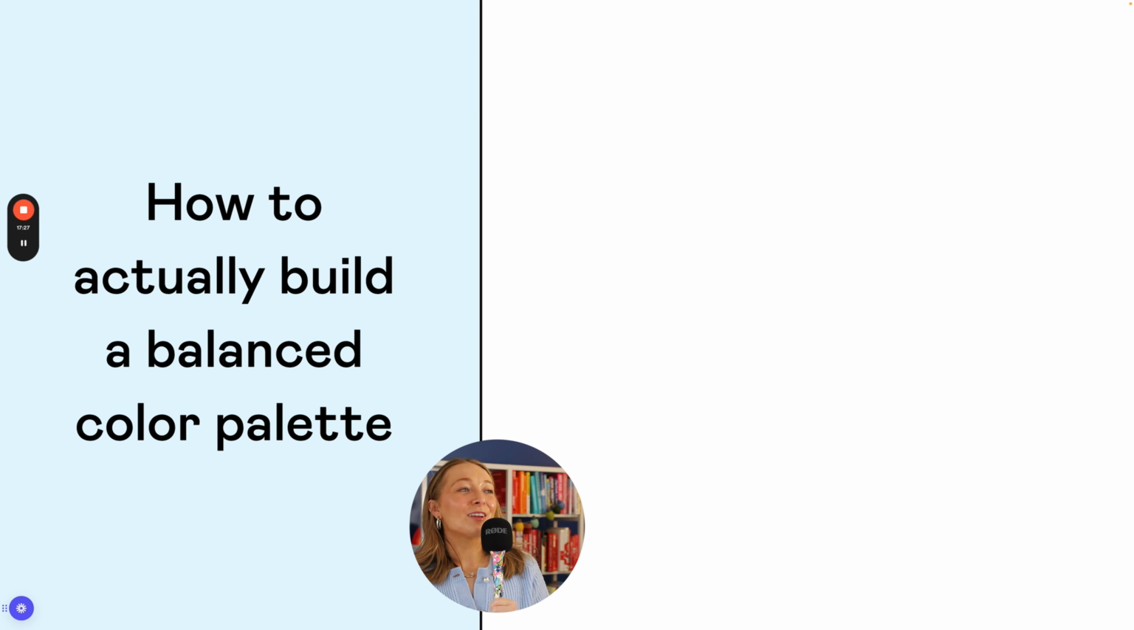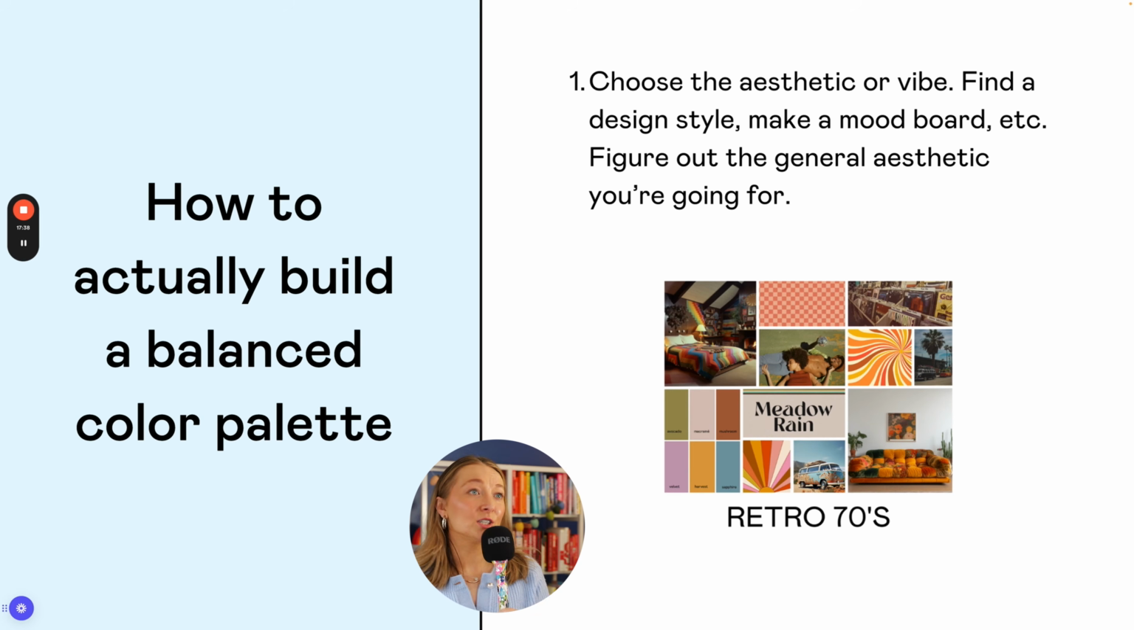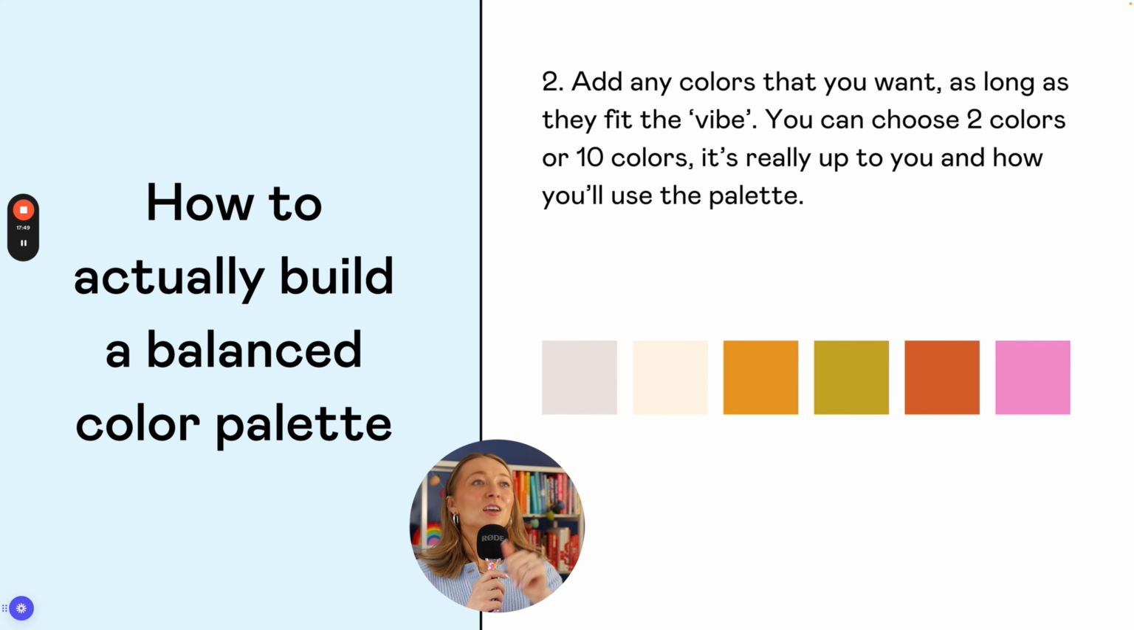Now let's talk about how to actually build a balanced color palette, because it's completely possible, it's easy, it's fun, I love doing it, and I'm just gonna show you how to do it in 4 very simple steps. The first thing you wanna do is choose the aesthetic or vibe. So you wanna find a design style that works for your project, make a mood board, and figure out the general aesthetic that you're going for.